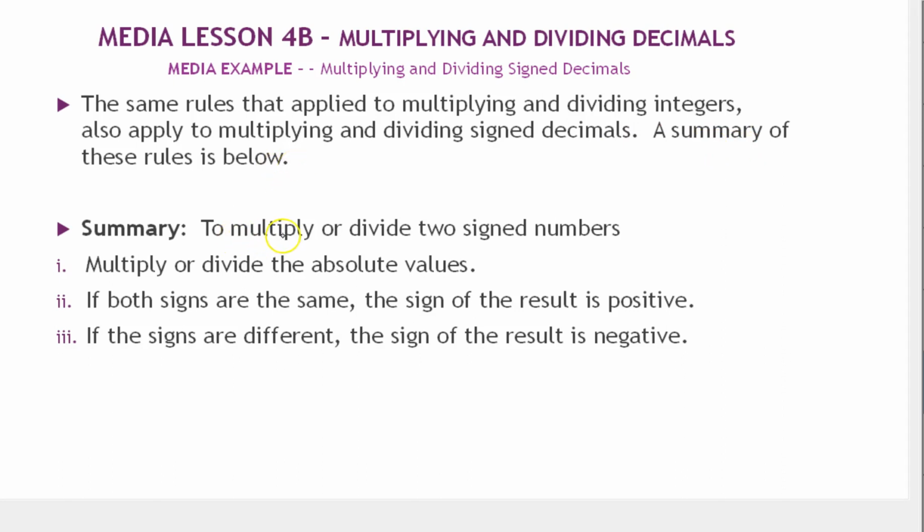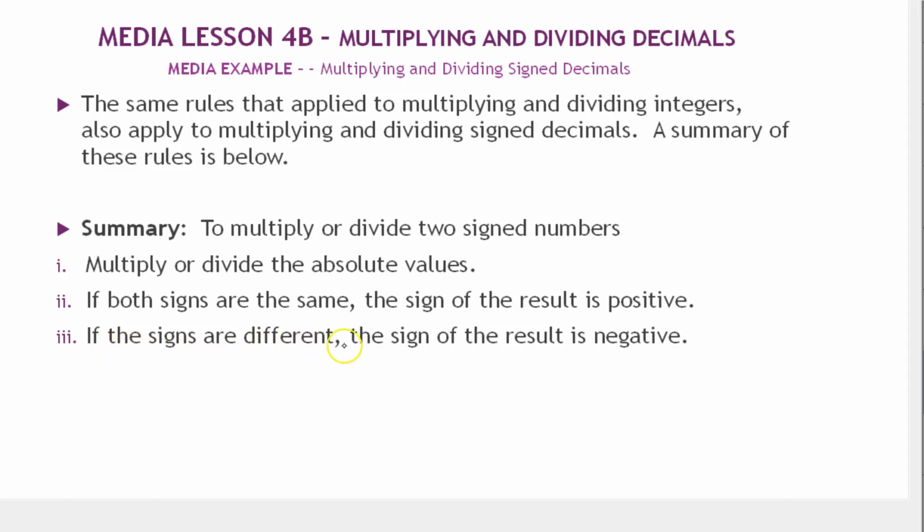So basically, to multiply or divide two signed numbers, you multiply or divide the absolute values, so you ignore the signs, multiply or divide them as if they were positive. And then if both signs are the same, the sign of the result, or the quotient or product, is positive. So if you're multiplying two negatives or dividing two negatives, the answer is positive. And we already know if you multiply or divide two positives, the answer is positive.